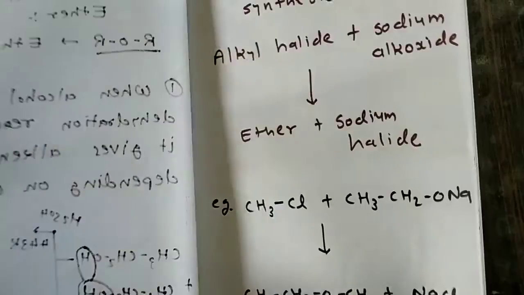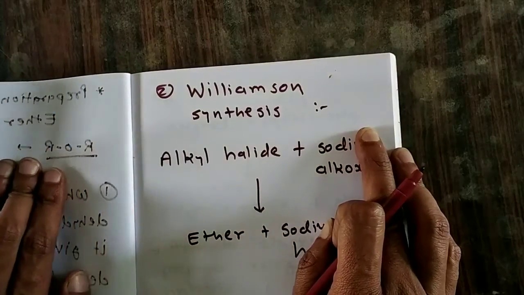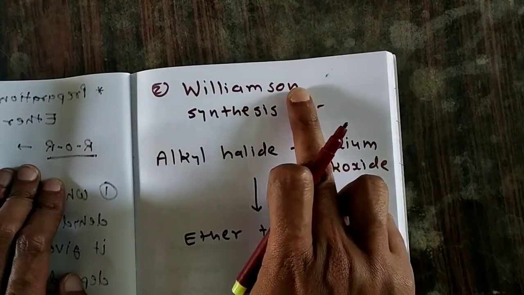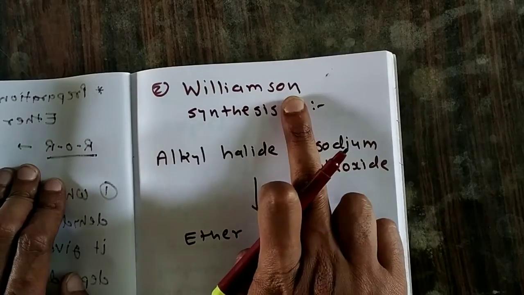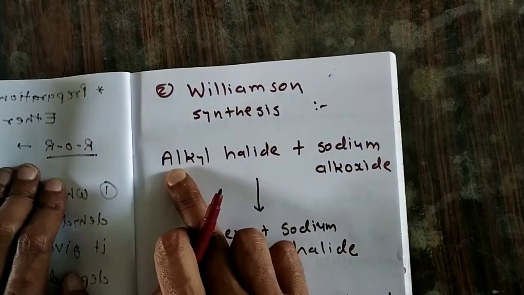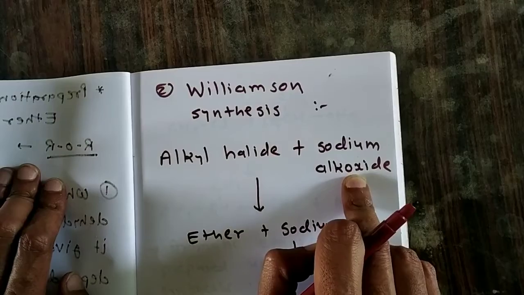Now second method, that is a name reaction. Williamson, that scientist performed this reaction, so it is called Williamson synthesis of ether. In that, what we have to take? We have to take alkyl halide and sodium alkoxide.